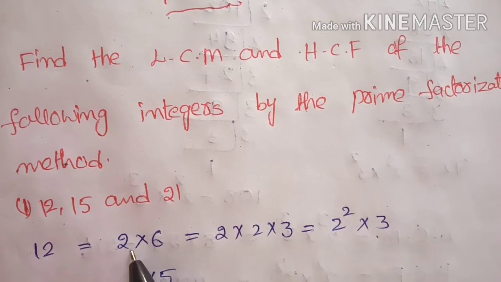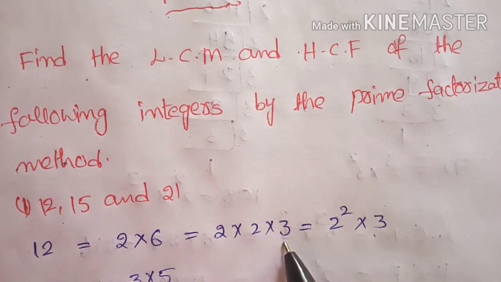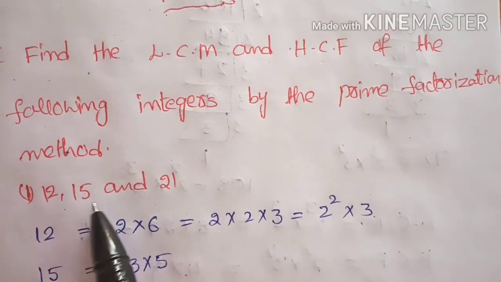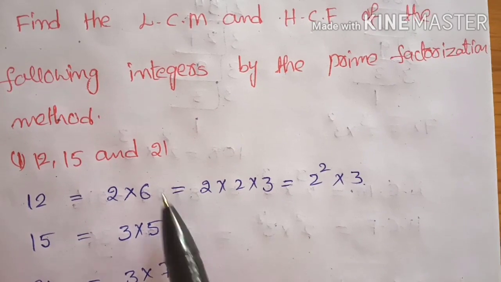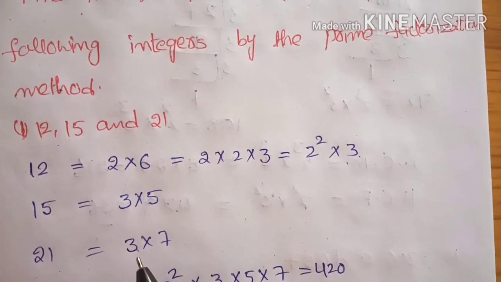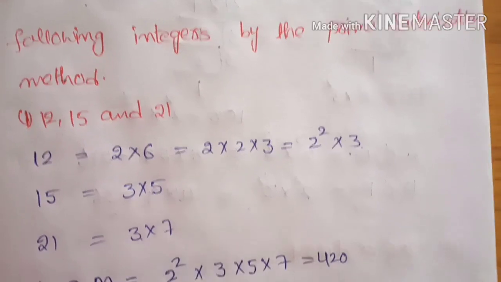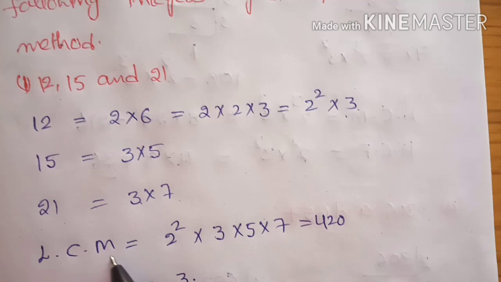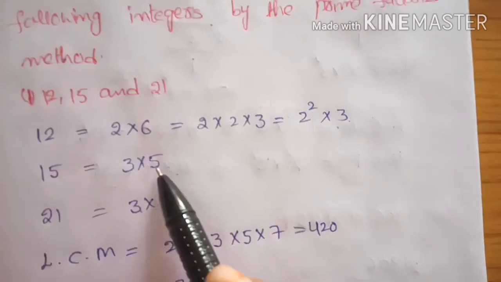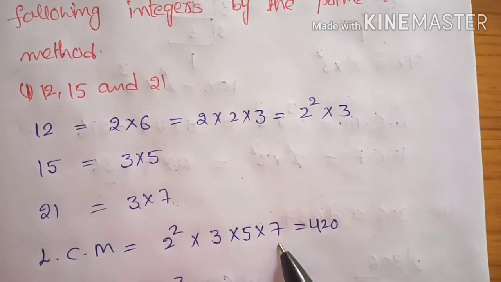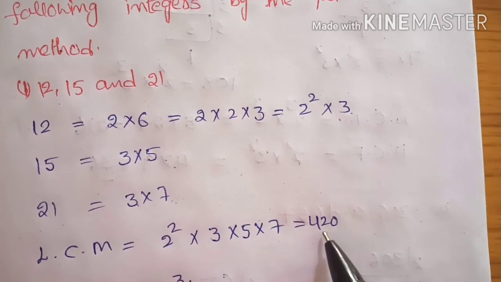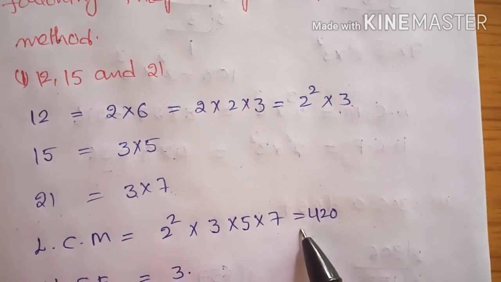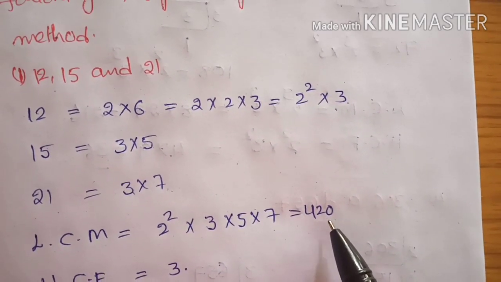12: 2 sixes are 12, 6 is 2 threes, so 12 is 2 square into 3. Next, 15 is 3 fives are 15, and 21 is 3 sevens are 21. First of all, you write LCM, least common multiple. 2 square, 5, 7 are the factors. Then multiplication: 2 square into 3 into 5 into 7 is equal to 420.